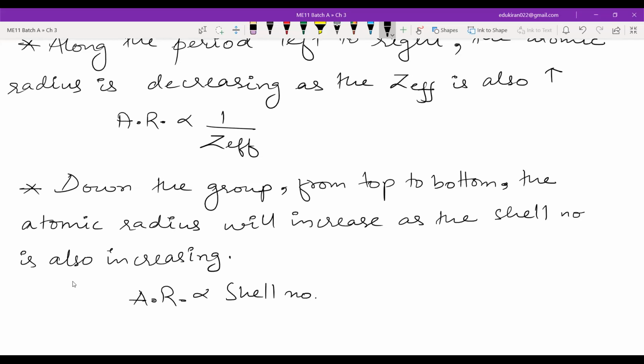Most of the time, whenever we talk about periods, we will be talking about Z effective. Z effective is the dominant factor in the period, and shell number is the dominant factor in the group. Next we will learn about the trends: ionization enthalpy, electron gain enthalpy.